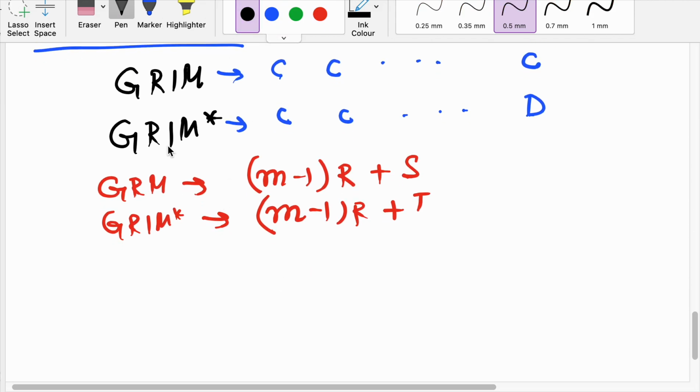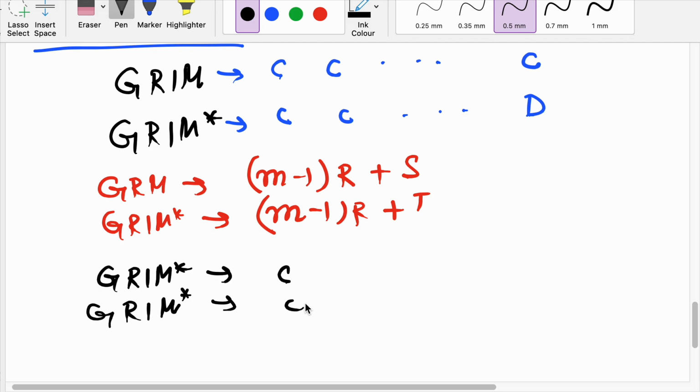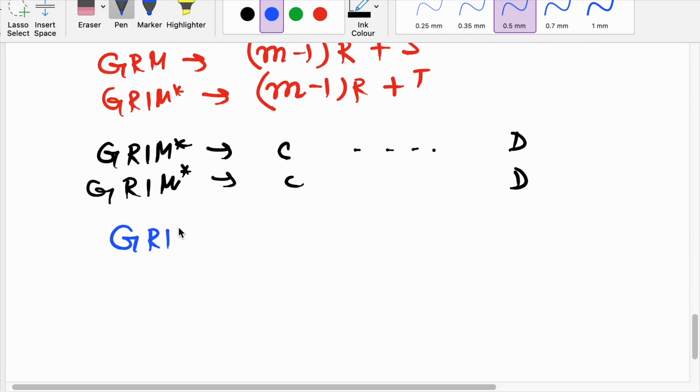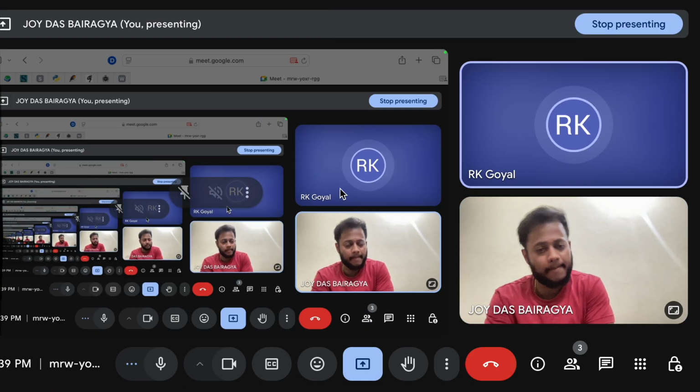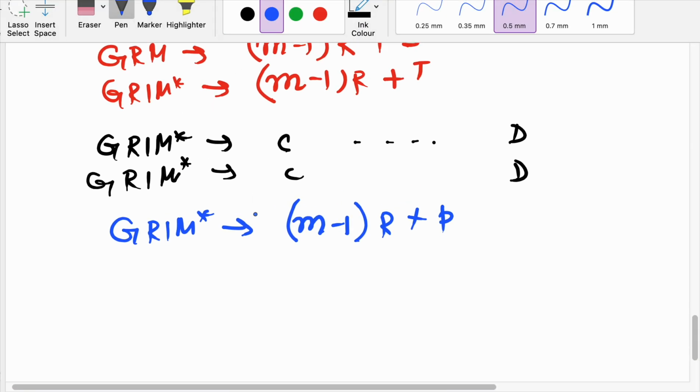And if green star plays against green star, what will it get? They will always play C, but in the last step they will both play D. So both green star strategies will get m minus 1 into R, and at the last step they will get P. Is it clear up to now? Yes, okay, then it is fine.